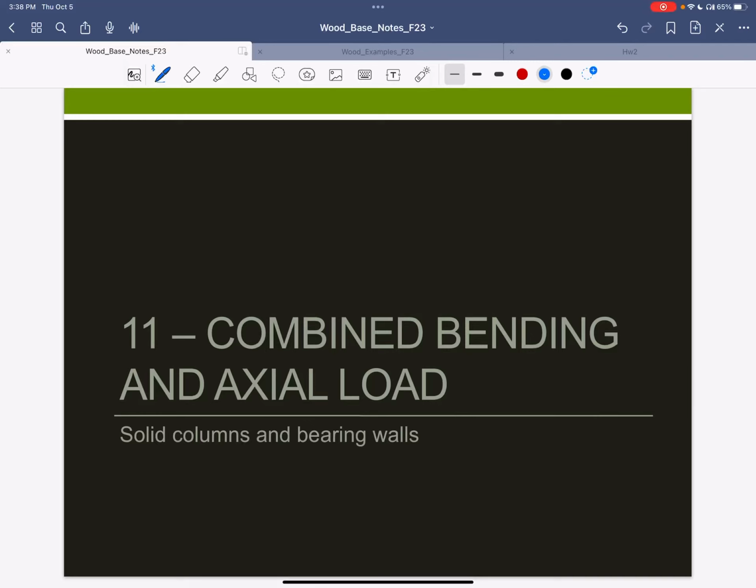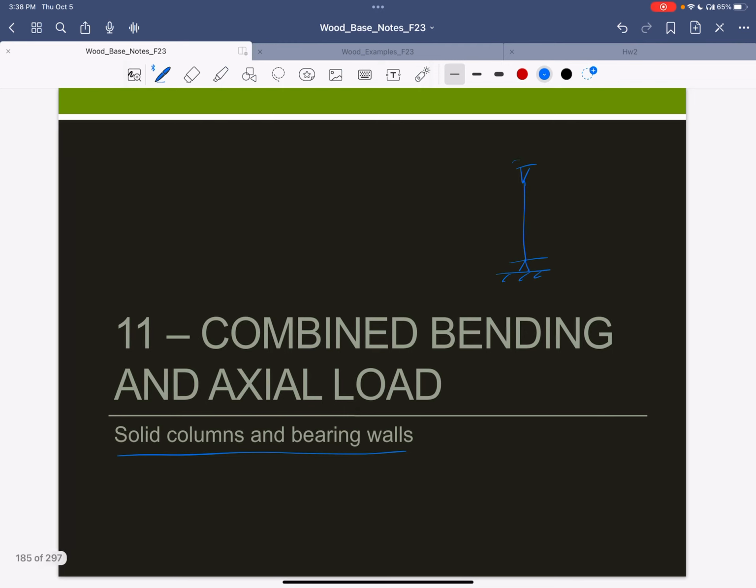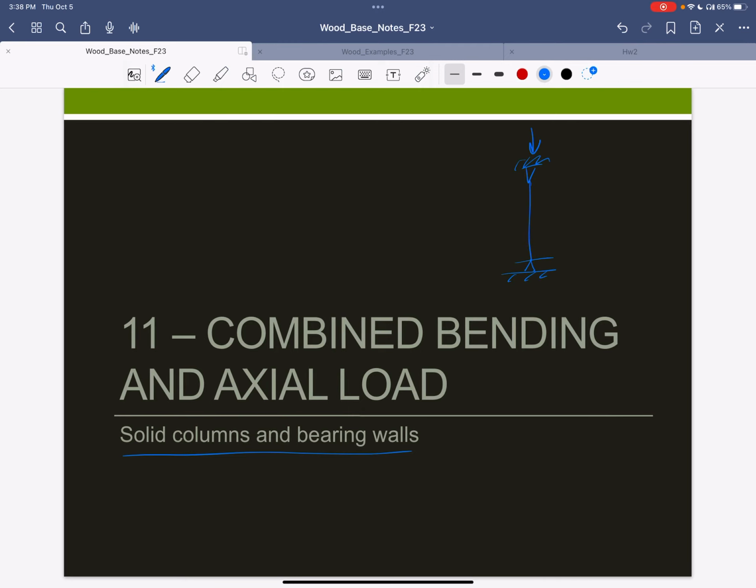All right, so let's take a look at what happens when we add a flexural piece into a column or beam column. So we're still doing solid columns and bearing walls. The difference here is, let me just draw an Euler buckling column. So we had just axial before. So now we're going to also add in some sort of lateral load, or it could be an offset load with an eccentricity, anything that causes a bending moment in this column.